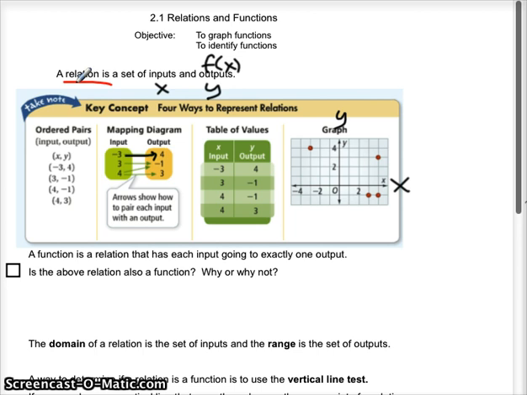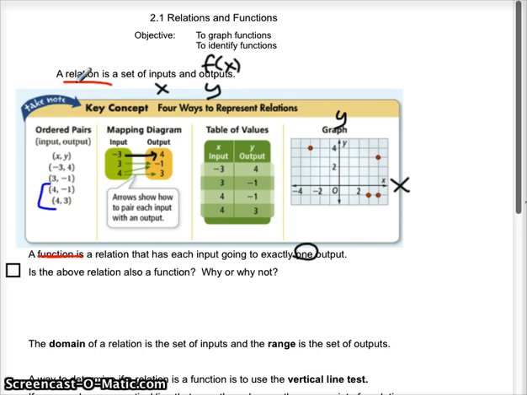Now the next vocabulary word I want you to see is a function. So a function is a relation that has each input going to exactly one output, all right? Only one output. So if we're looking to see, is the above relation a function or not? The thing that I notice are these 2 points right here, 4, -1 and 4, 3, because 4 is the input, and that input of 4 is going to two different outputs. It's going to -1 and it's going to 3.